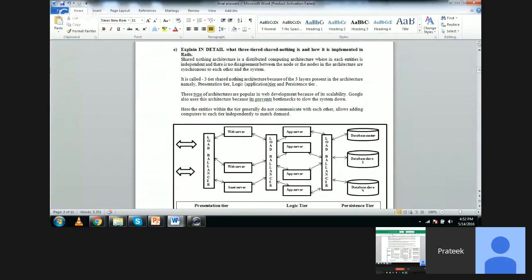Yeah, the E part. It says explain in detail. Your explanation is quite good, but I would like to add how it is implemented in Rails. That part is, I guess, missing. The scope is missing of how it is implemented in Rails. Fine, I'll do that.